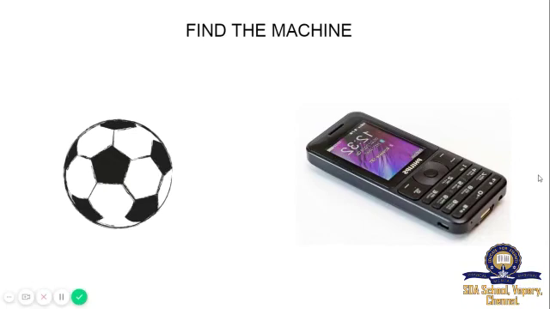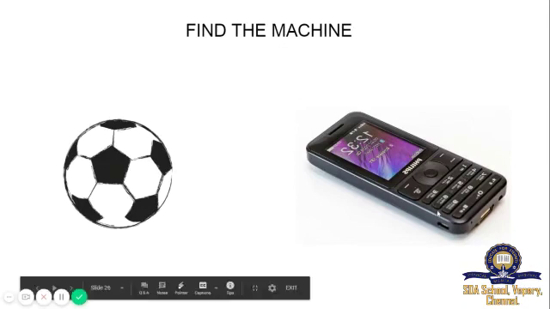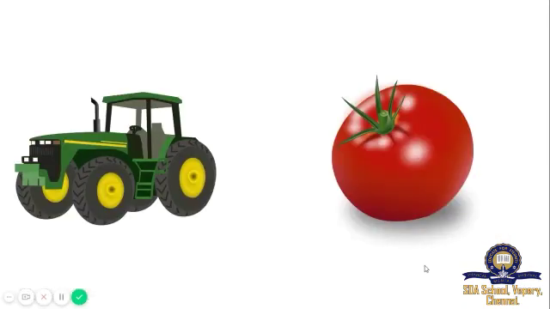Or a tick box would be given, and you should tick the box, right? Okay, here there is a ball and on the other side one mobile phone, which is a machine? Yes, you're right. The phone is a machine. Okay, next, there is a tractor and there is a tomato. Which is a machine? Tractor is a machine. Of course, it does not require any electricity, but it needs fuel. Petrol or diesel, I don't know, it is needed.